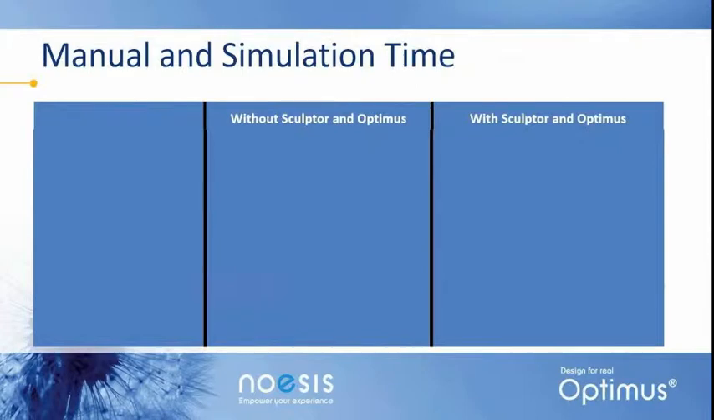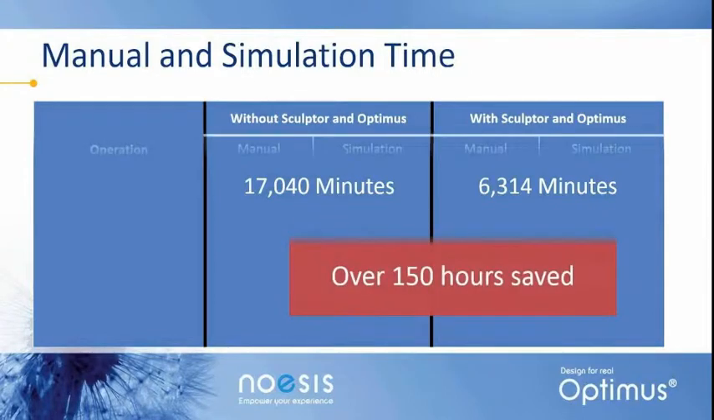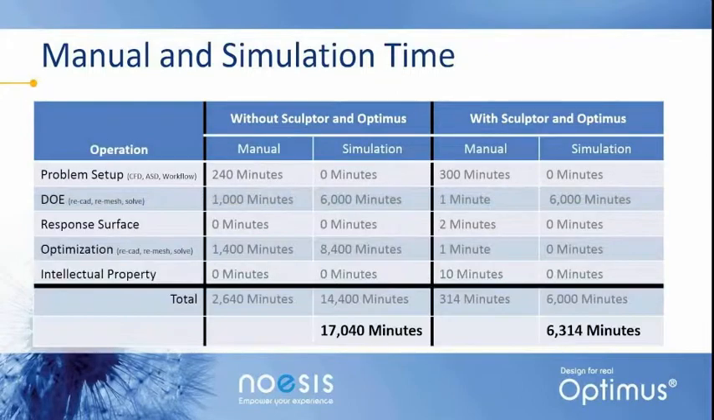All right, so what have we seen here? Let's discuss the impact a little bit. Without Sculptor and Optimus, the design of experiments and the optimization would have taken about 17,000 minutes. With Sculptor and Optimus, it only took about 6,300 minutes. So over 150 hours were saved. And here's how we got those numbers.